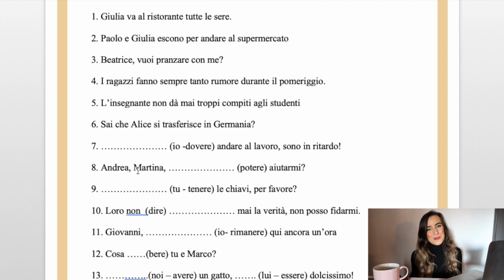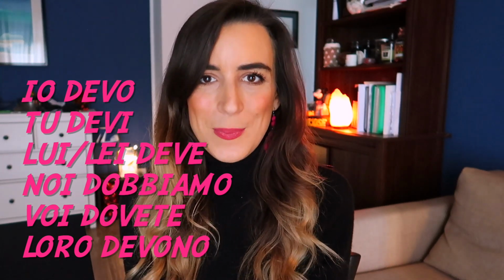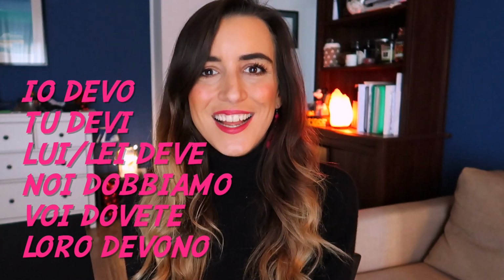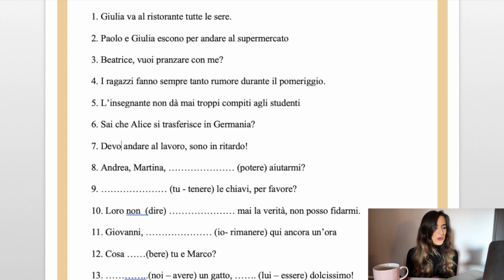And then sentence number 7, here we have the subject io, I, so first person singular, and the verb dovere, must or have to. Okay, we have to look at the conjugation again because there is no rule to memorize them, but just learn them by heart, so let's have a look at it. Io devo, tu devi, lui deve, noi dobbiamo, voi dovete, loro devono. Okay, very simple. What we have to do is devo andare al lavoro. Sono in ritardo. I have to go to work.